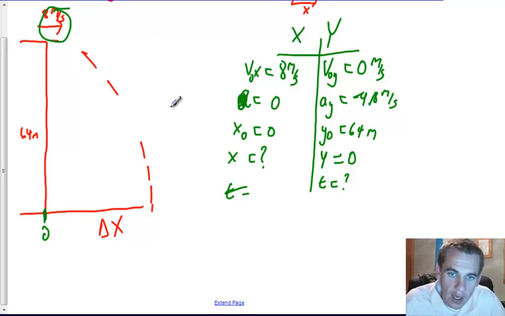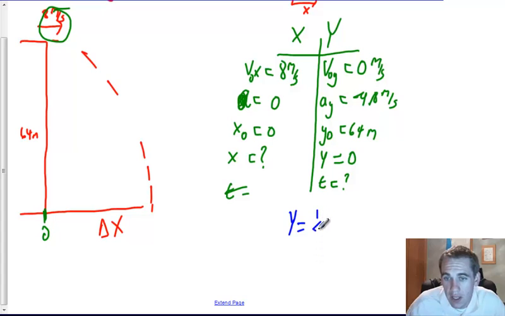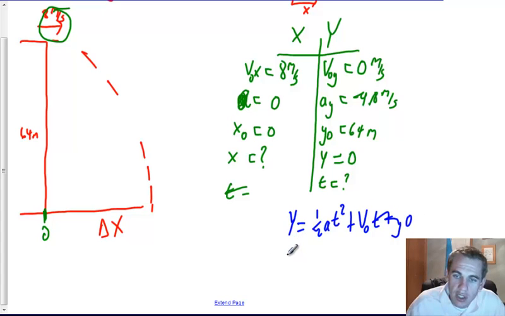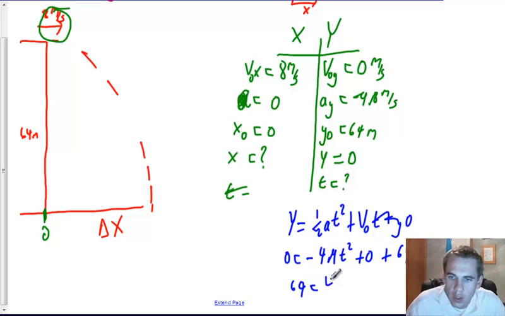So over here, I know that final velocity equals initial velocity plus acceleration times time. Don't really need that one, because I don't have a final velocity. The second equation says y equals 1/2 a t squared plus v naught t plus y naught. Well, I do know most of this information. It ends at 0. Half of negative 9.8 is negative 4.9, t squared, plus 0, right? Its initial velocity in y is 0, plus 64. And so now I have 64 equals 4.9 t squared.